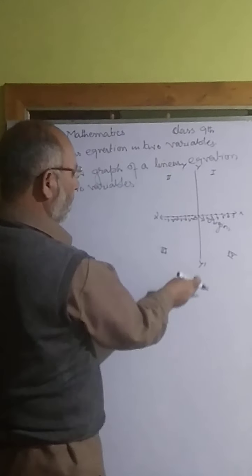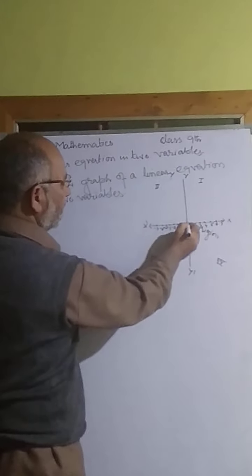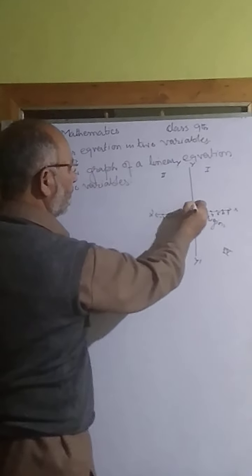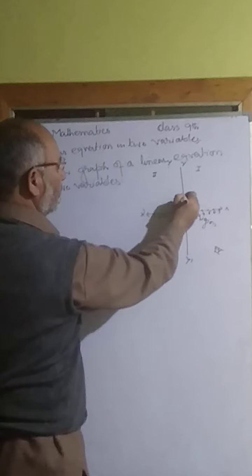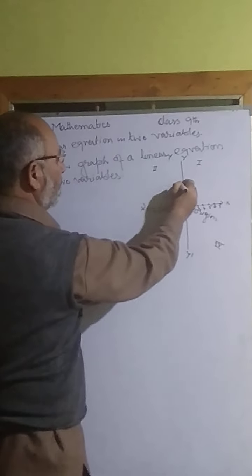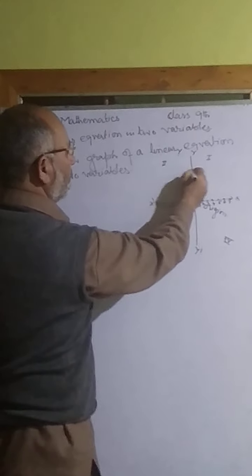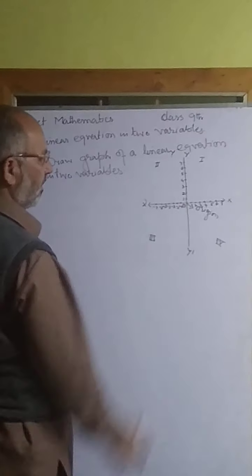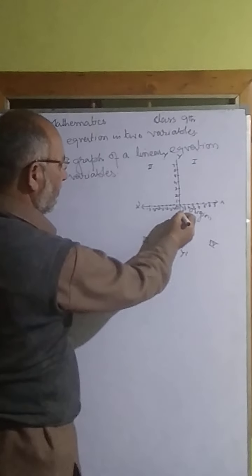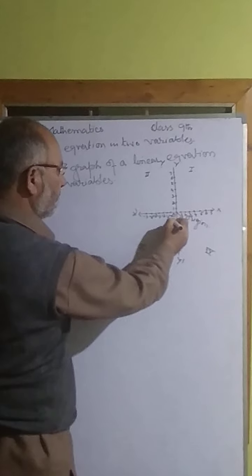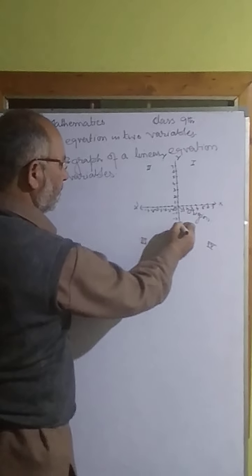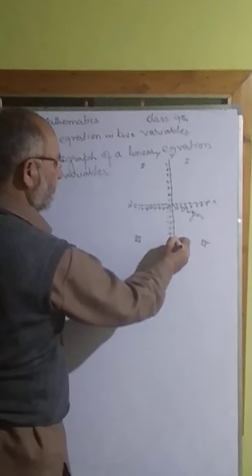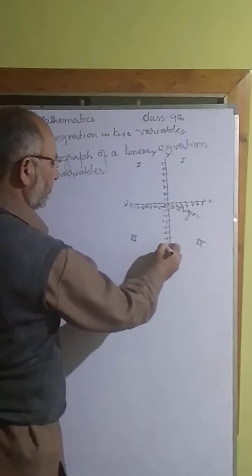On the vertical axis, above the origin there are positive values +1, +2, +3, +4, +5, +6, +7 and so on. Below it are -1, -2, -3, -4, -5, -6, -7.